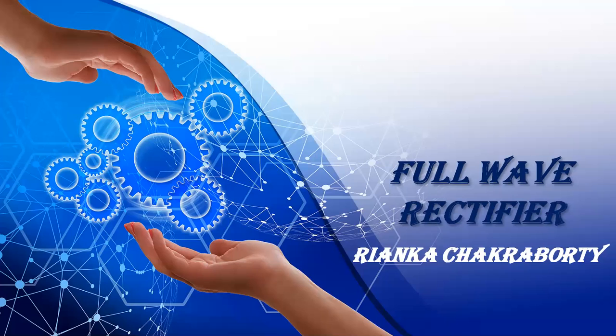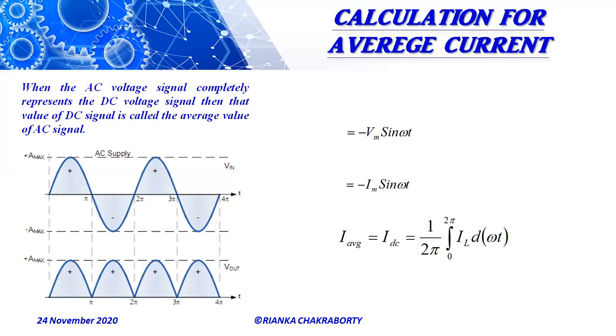In my previous video, I was discussing the full wave rectifier, that is, the center tap full wave rectifier and bridge rectifier. Today, I'll discuss the average current of the full wave rectifier, DC, RMS current of the full wave rectifier, ripple factor, and so on. So, first of all, what is the average current of an AC signal?